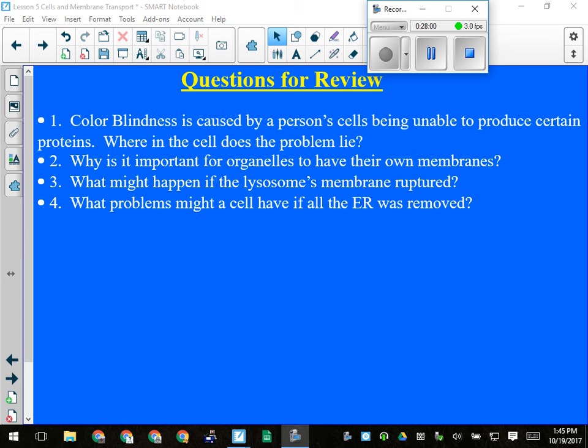If someone's colorblind, why are they colorblind? It's genetic. Color blindness is genetic, okay? The problem lies in your DNA. Somewhere in the DNA, there's a mistake, right? And so even when the call goes out for this protein to be produced, the ribosomes don't produce the correct thing because they're not getting the right information from the DNA, right? So that leads to a person being colorblind.